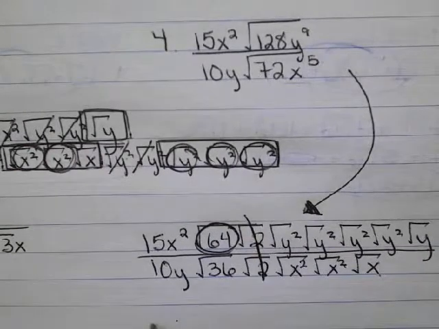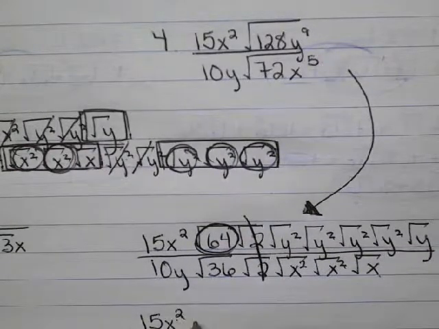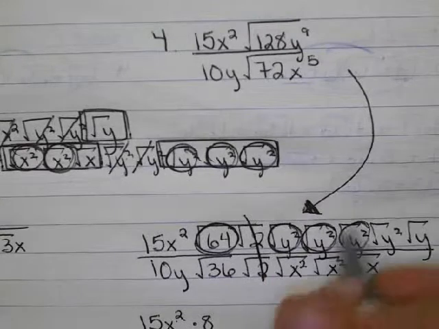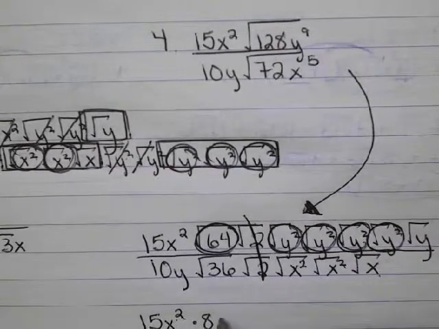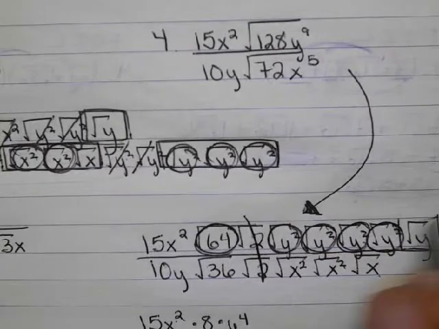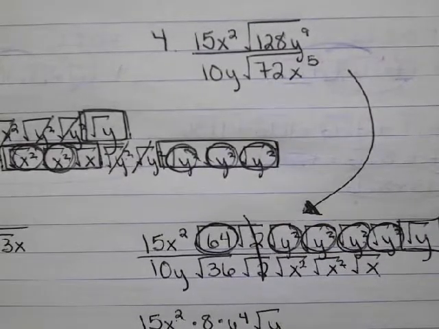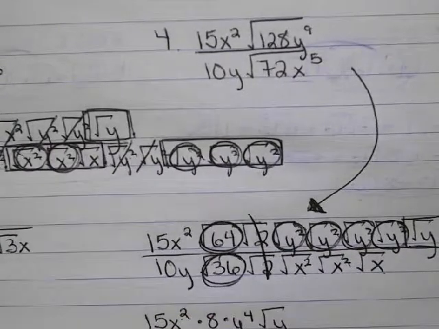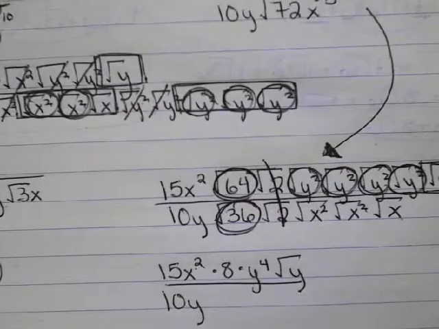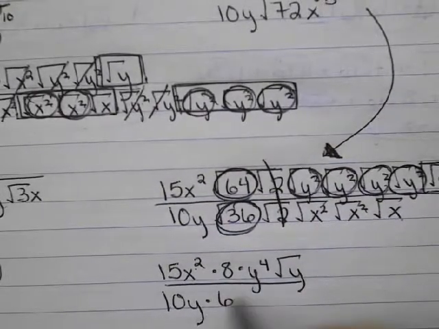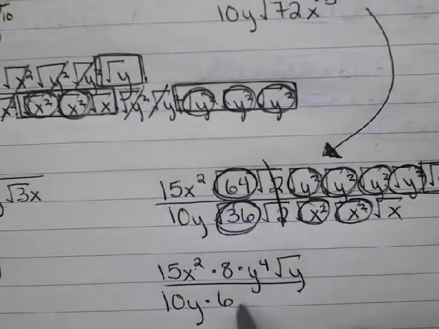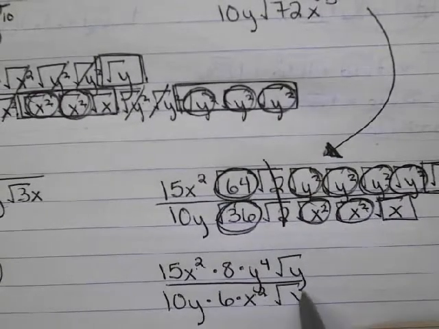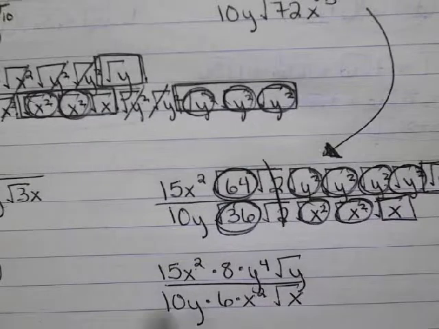So now we're just going to simplify. Square root of 64 is 8, so I'll have 15x squared on the outside, times this 8 that comes out. And I've got a y here, here, here, and here. So that's 4 of them. And then I'm left with this y on the inside. All of that over 10y. Again, 36, that's a perfect square, so that comes out. So times 6, and then this x and this x makes 2 x's, so x squared, and then this x left on the inside. And now I just keep simplifying.